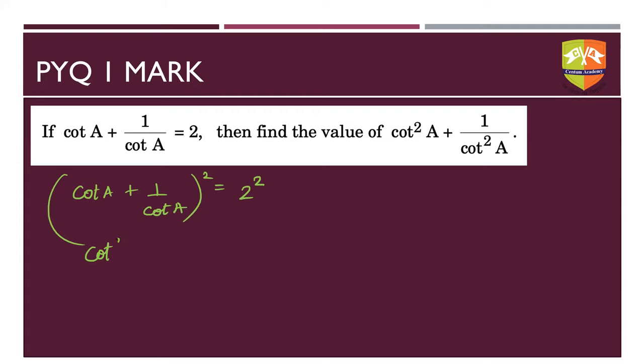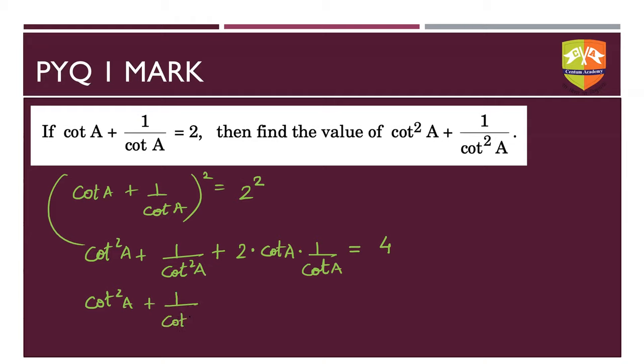So cot square A. Now I will teach you the algebraic identities of 9th grade. Let me do that, folks, please. Write all the steps. It doesn't cost you that much time, but it saves you a good amount of marks. So cot square A plus 1 upon cot square A plus 2 is equal to 4. Hence, cot square A plus 1 upon cot square A is equal to 2.